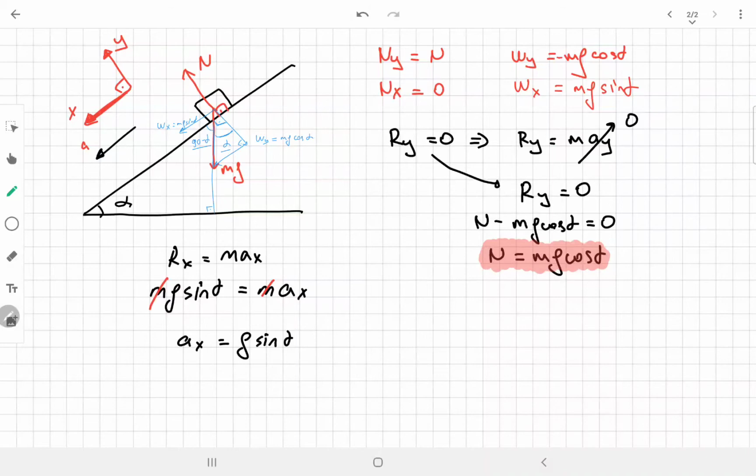So we have only one motion in only one direction. So usually we don't say a_x because there is no motion in y direction. So we can just say a equal to g sine alpha. So this is the acceleration.